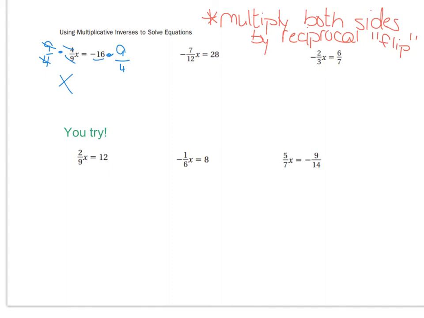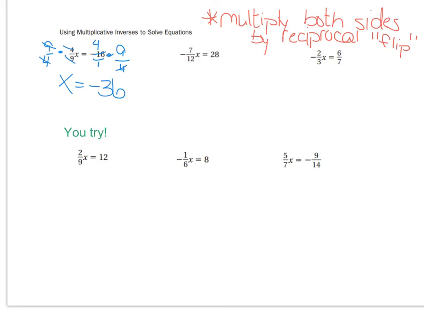Now we're going to put the 16 over 1. 4 goes into 16 4 times. My signs are different, so my answer is negative. Never lose your equal sign. Negative 4 times 9 is negative 36. Okay? Looks scary, not bad.